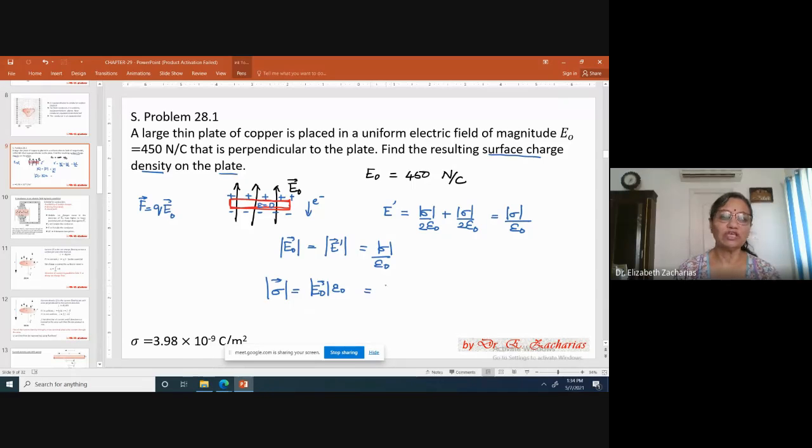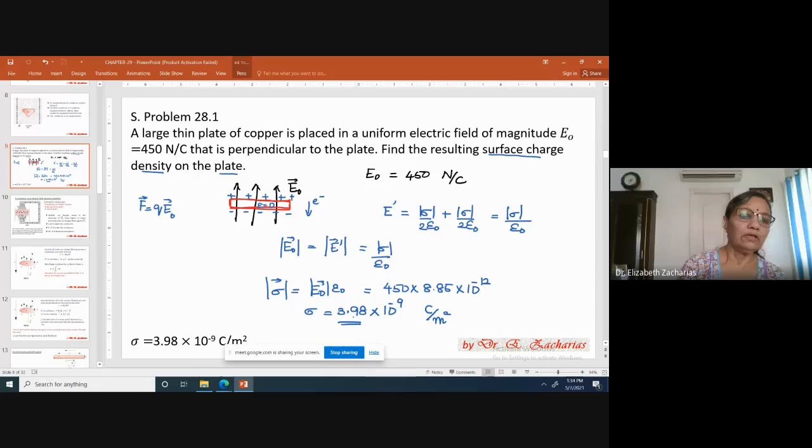So what is E naught? E naught is given as 450. And what is our epsilon naught? Epsilon naught is 8.85 into 10 to the power of minus 12. If you take out a calculator and make the calculation, you should get sigma as 3.98 into 10 to the power of minus 9. What is sigma called? What does sigma stand for? Surface charge density. So what will be the unit? Charge by area, so Coulomb per meter square.